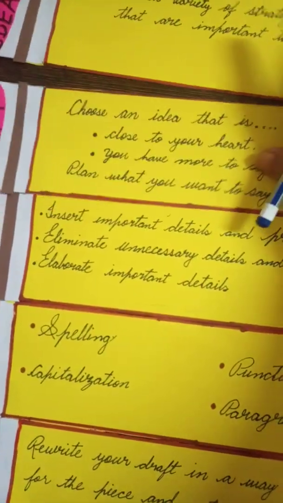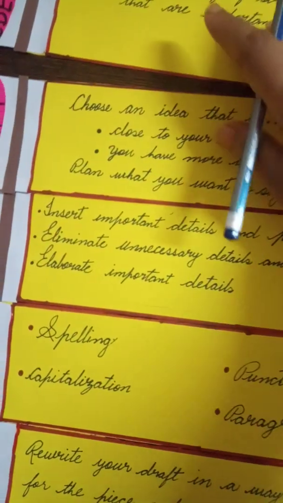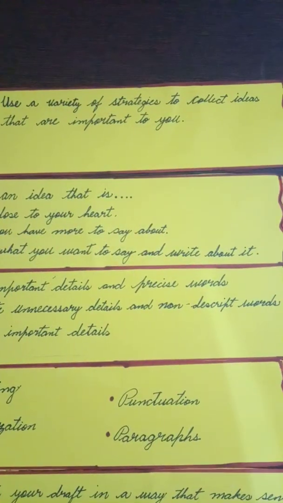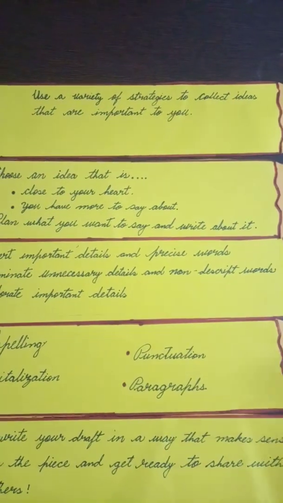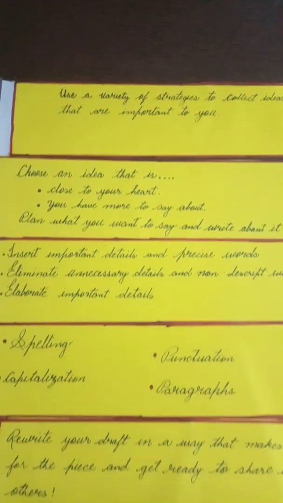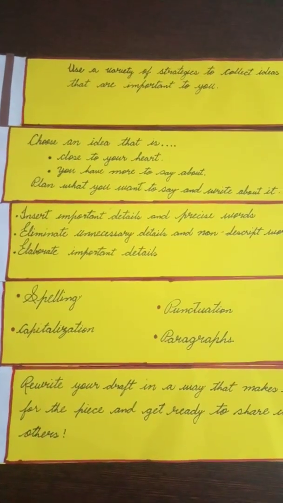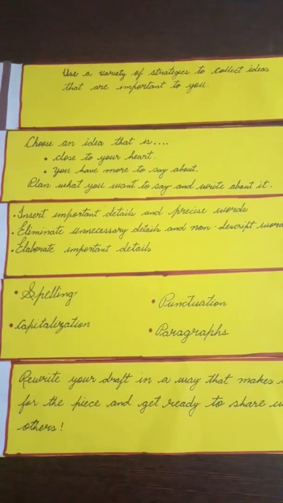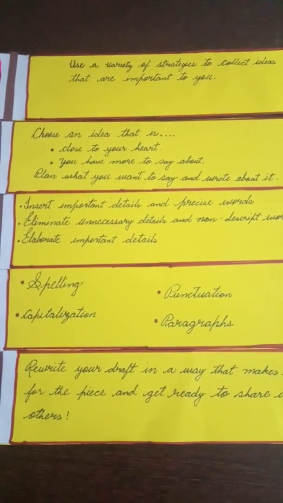Now let's discuss the writing process. What is the writing process? What elements are required when you are framing up your story? So first one, use a variety of strategies to collect ideas that are important to you. Choose an idea that is close to your heart, you have more to say about. Plan what you want to say and write about it.